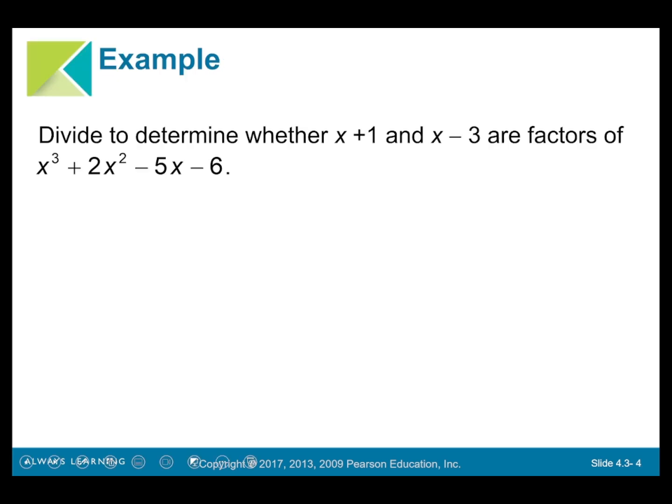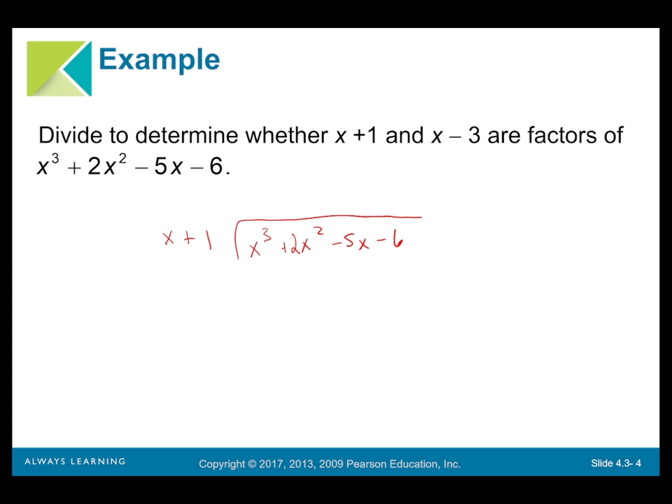Now let's see an example. We're going to divide to determine whether x plus 1 and x minus 3 are factors of x cubed plus 2x squared minus 5x minus 6. So similar to our standard long division, we're going to write x cubed plus 2x squared minus 5x minus 6 under a whole big house, and we're going to put x plus 1 on the left-hand side.